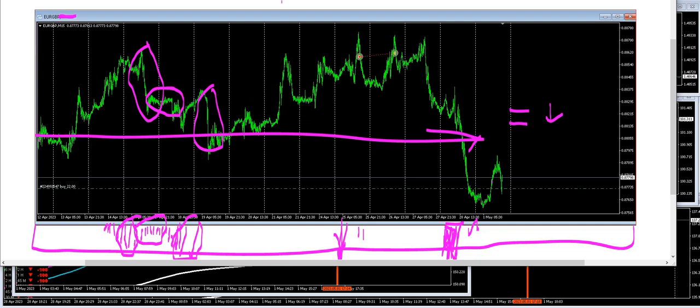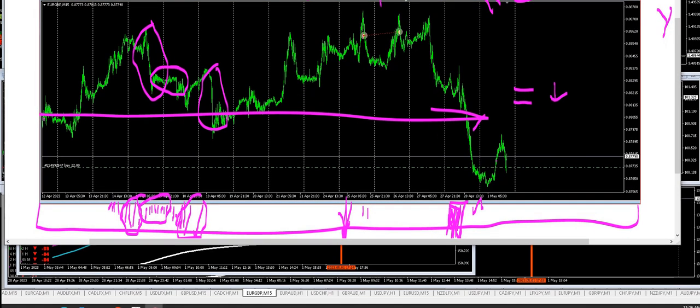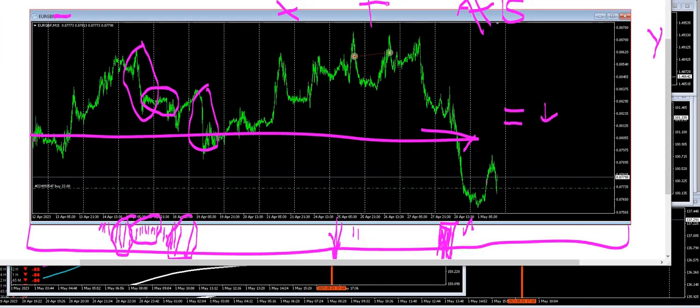X, Y axes, time, price, numbers. That's all this is. These candles, okay, equal illusion.